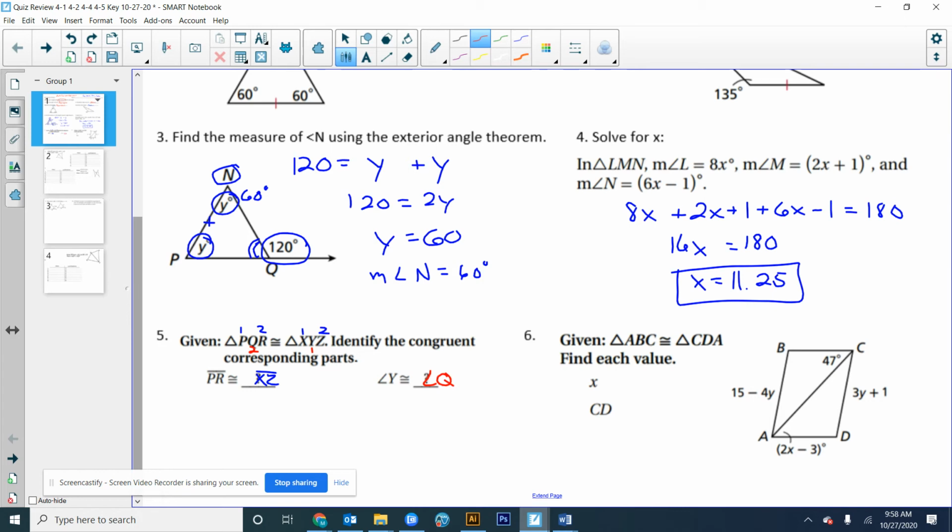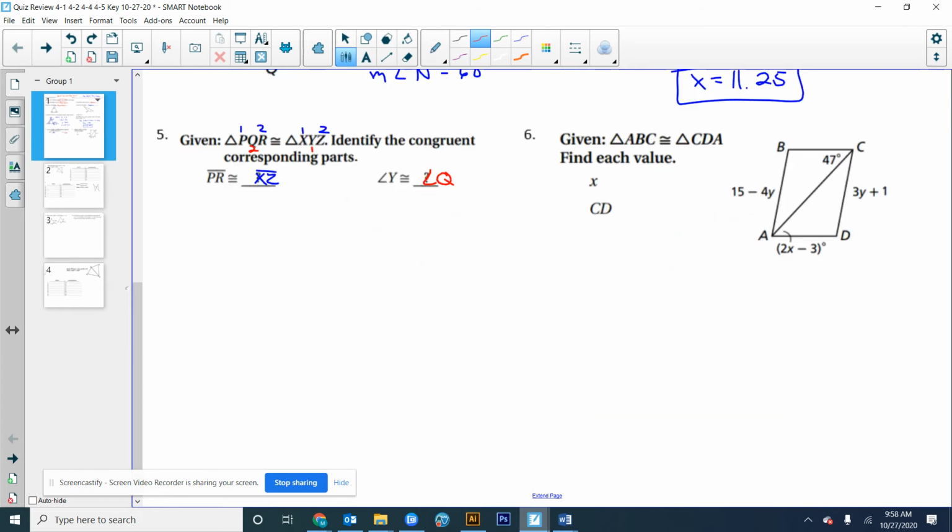You with me? Yeah. So knowing the parts that go together helps us out with number 6. Number 6, find each value. So to find x, here's x. Here's an angle that has x in it. What's the corresponding angle to DAC? DAC. Well, BCA.